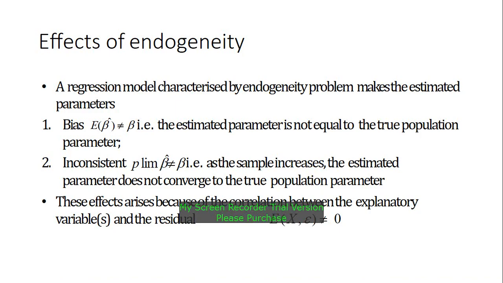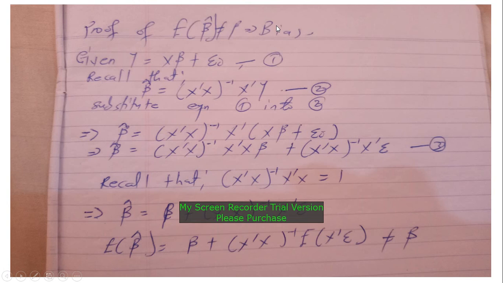So now let's try and prove the biasedness, that is, when expectation of beta cap is not equal to beta. That's what we are going to prove here. We can all recall our multiple linear regression. Given a multiple linear regression of this form as our equation 1, y equals X beta plus epsilon. And we can recall that when we want to estimate beta cap, this is how we estimate it: X prime X inverse X prime y. So our estimate for beta is our equation 2.